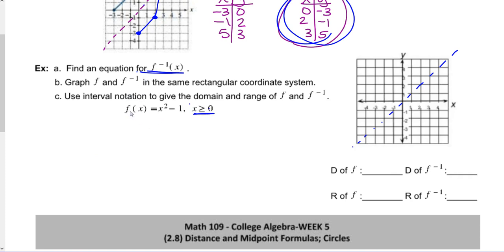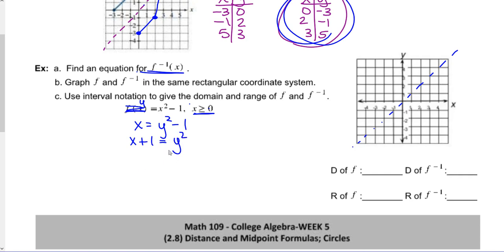So let's go back to our 4 easy steps to find the inverse. I want to exchange that f of x for y. Then I'm going to switch my x and y's and solve for y. So I need to get rid of that minus 1. Let's add 1 to both sides. So we get x plus 1 on the left equals y squared.